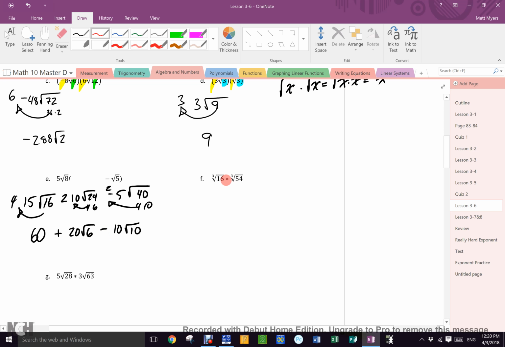What's different about f? It's a cube root, but we've already established today that cube root doesn't change our method, except we write a cube root instead. So, are there any coefficients? No, 1 and 1. So what do I do with 16 and 54? Multiply them together, and that would be 864. And then I would have to break that down, wouldn't I? Does that make sense? Okay, should you do that?